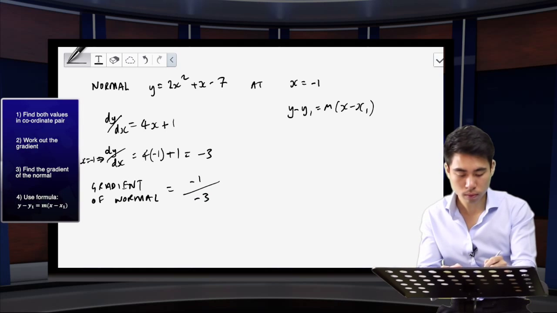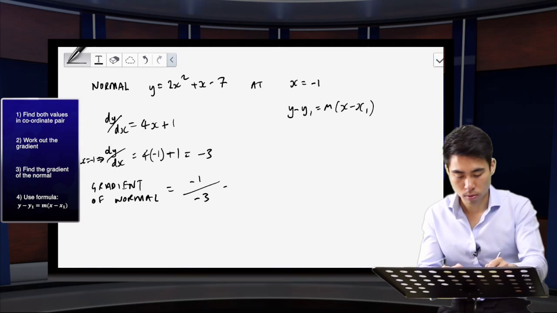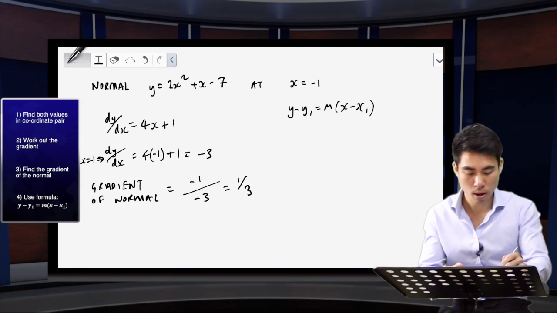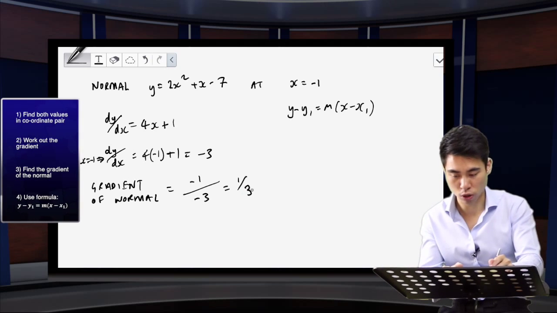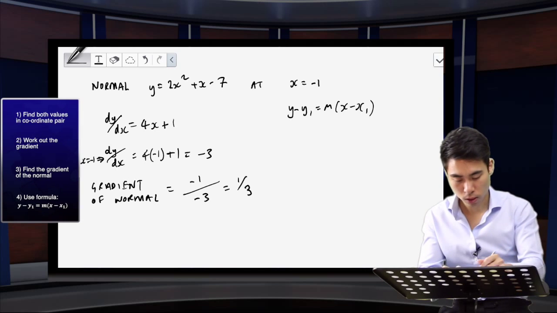Obviously, if this gradient here came out as 4, instead of having my -3 at the bottom here, I'd have a 4 at the bottom. So it's always going to be the negative reciprocal. -1 over -3 is going to give me a gradient of just positive a third. Okay, so my diagram that I sketched initially was perhaps a little inaccurate, but this is the actual gradient, a gradient of a third. So we have the gradient now.